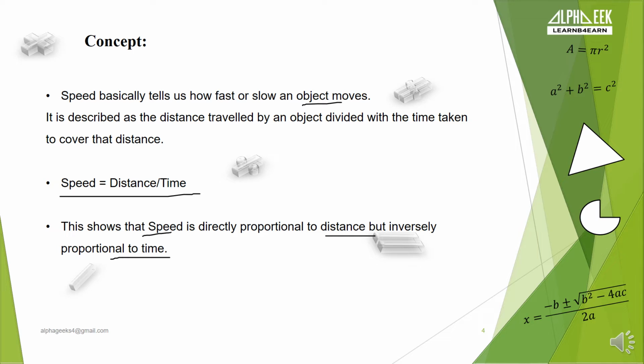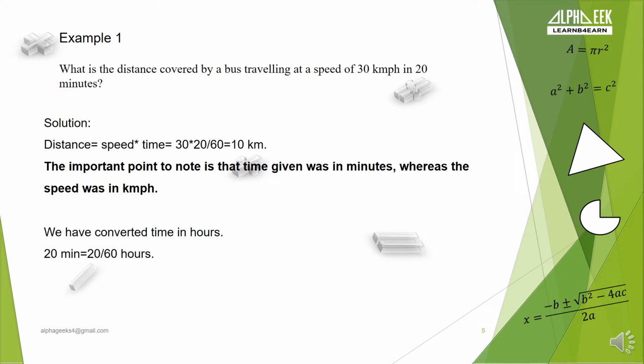Let's go ahead. So first example. Let's see our first example and learn how to solve speed time distance numericals. What is the distance covered by a bus traveling at the speed of 30 km per hour in 20 minutes? Cool. Now the speed of the bus is given as 30 km per hour and time is given as 20 minutes. So we have two parameters. We have to find the third parameter.